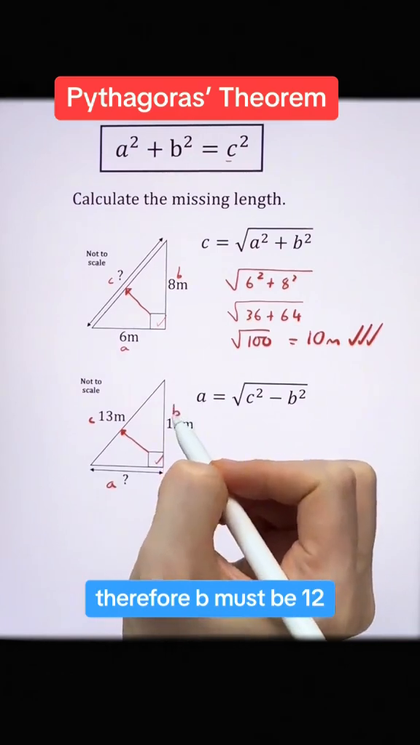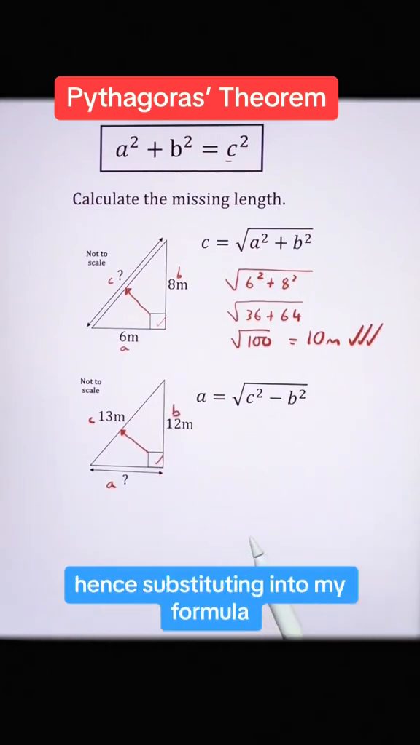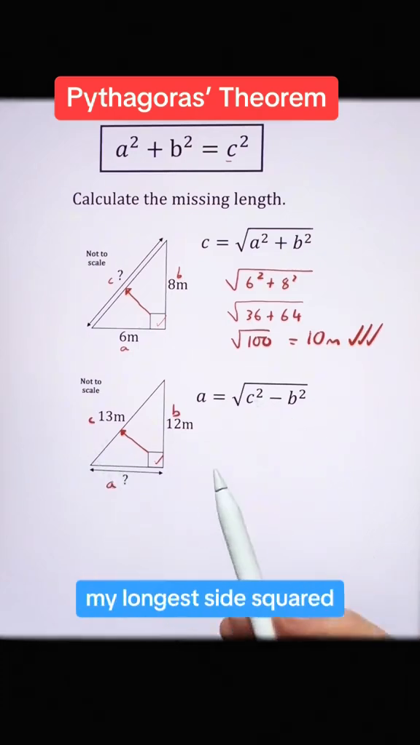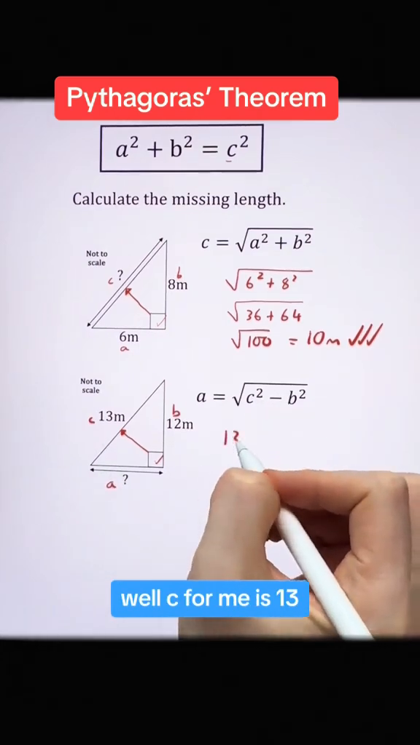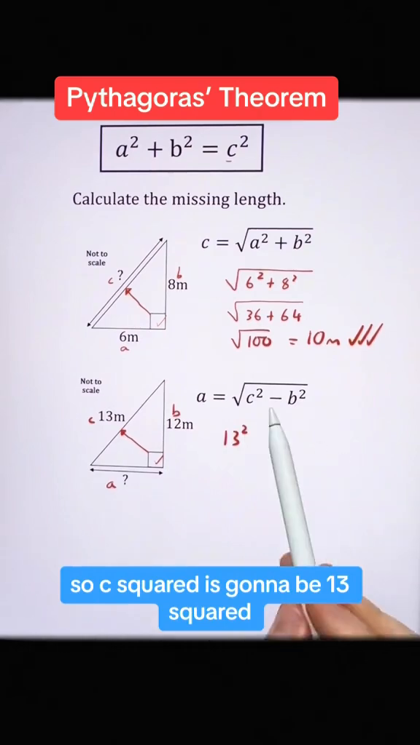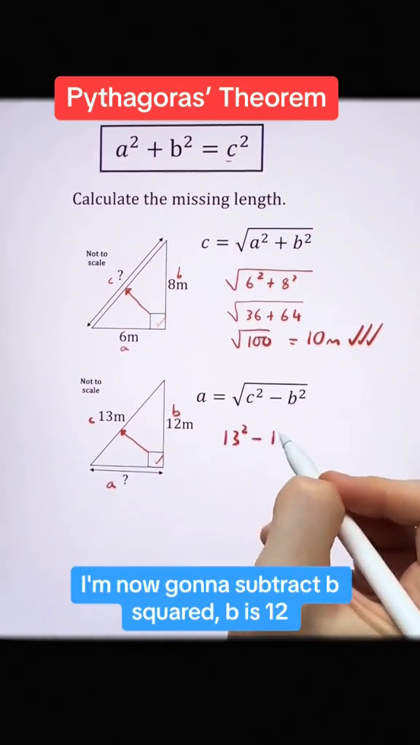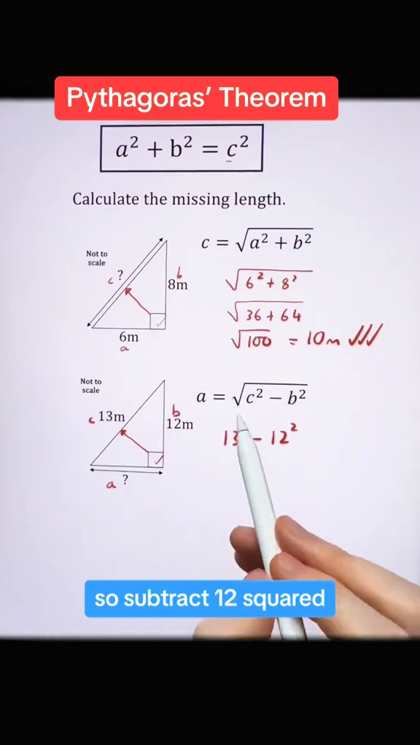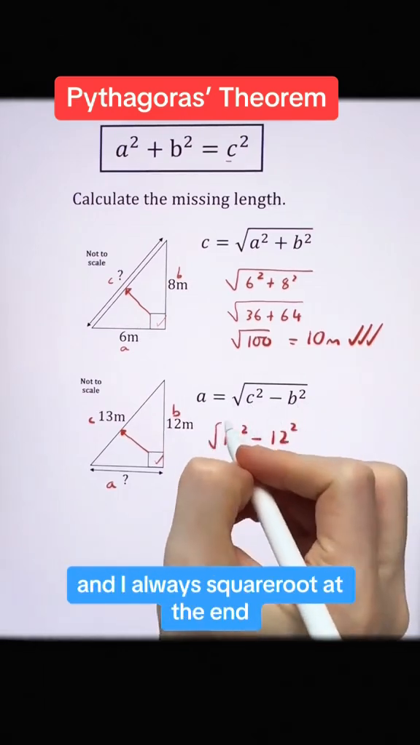Therefore B must be 12. Hence, substituting into my formula, I want to do C squared, i.e. my longest side squared. Well, C for me is 13, so C squared will be 13 squared. I'm now going to subtract, B is 12, so subtract 12 squared, and I always square root at the end.